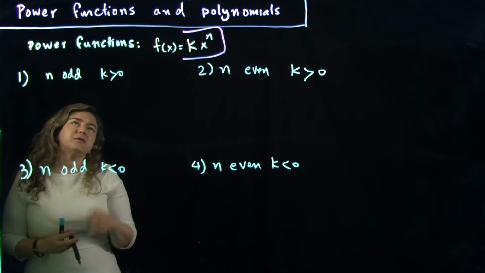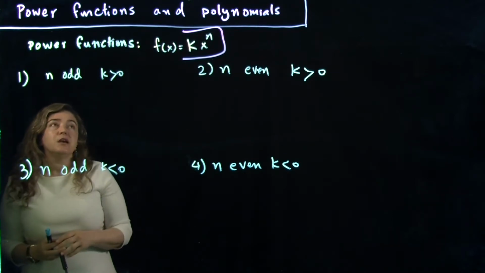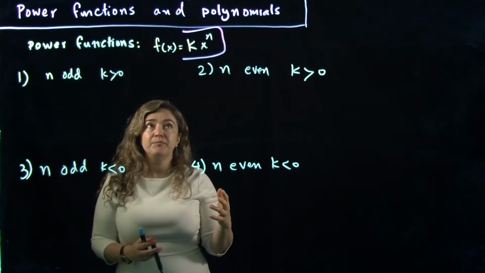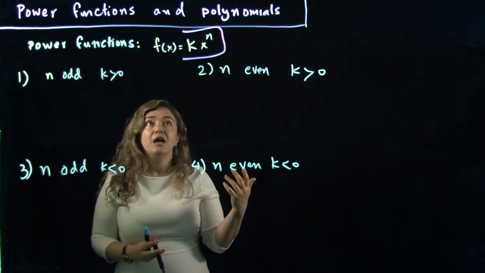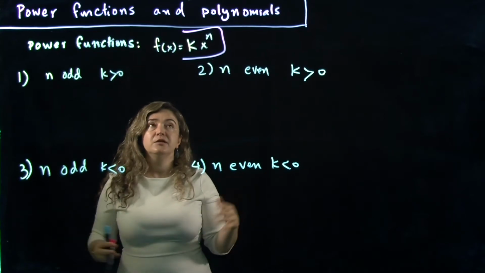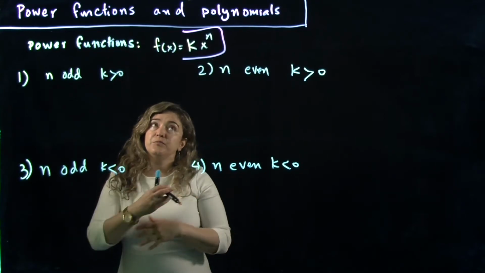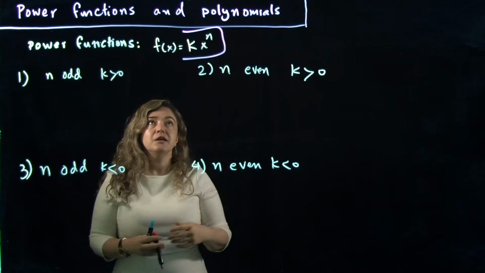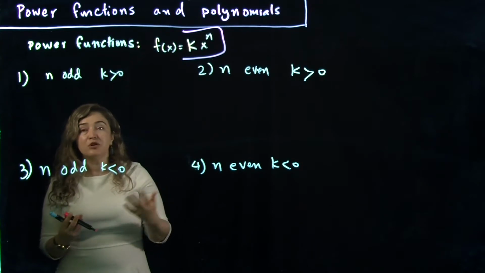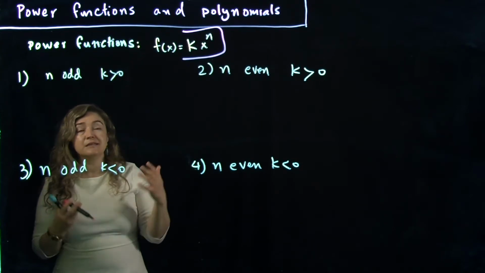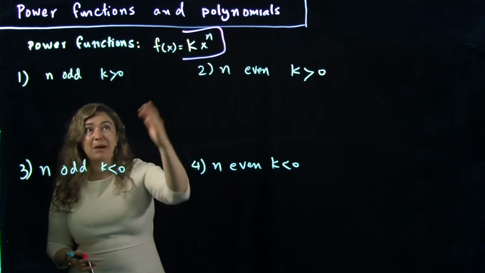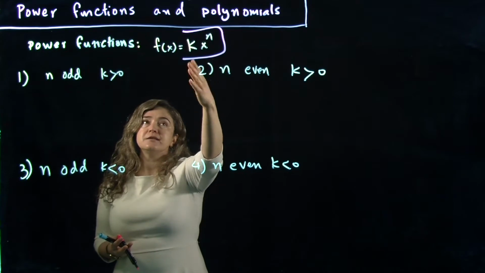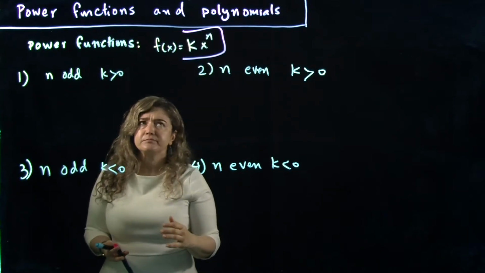So before starting to do this, why do we start with power functions? Because power functions will give us an idea about end behavior. And then the more important set of functions are the polynomials. Polynomials share the same end behavior as the power functions do. So let's try to figure out how these power functions work.